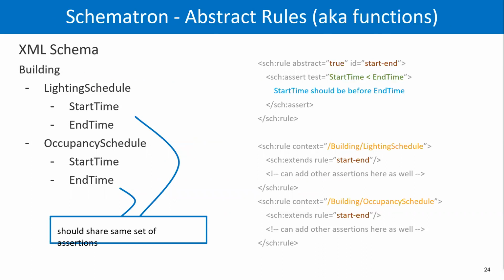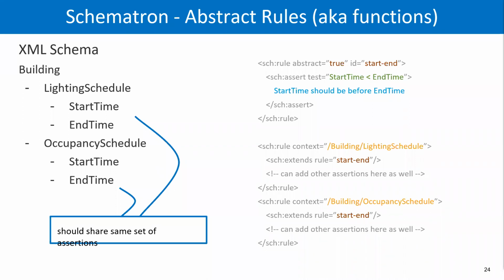Next slide. Cool. So another thing you can create are what's called abstract rules. They're kind of like abstract functions, but a little bit different. So in this case, let's say we're looking at 2 different schedules, lighting and occupancy inside of a building. They both have a start and an end time. We want to share the same assertions that the start should always be before the end time. So instead of writing that for both of them, we can create what's called an abstract rule. At the top on the right is where we've defined that rule. We say it's an abstract thing, and then we call it start-end.